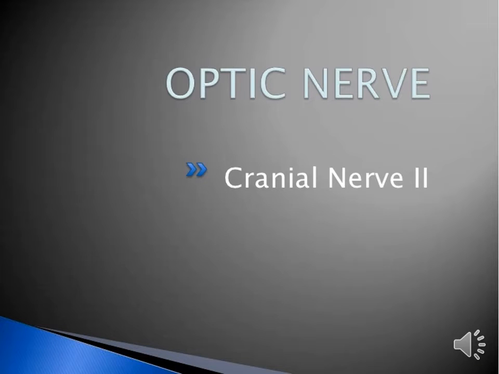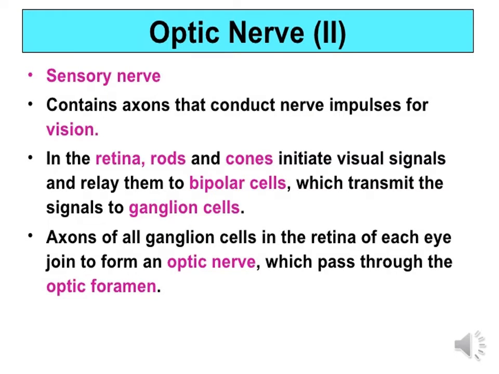The second cranial nerve is the optic cranial nerve. This nerve is purely sensory. It contains axons that conduct nerve impulses for vision. In the retina, there are rods and cones that initiate the visual signal and relay it to bipolar cells, which transmit the signal to ganglion cells. The axons of all ganglion cells in the retina of each eye join to form an optic nerve, which passes through the optic foramen.